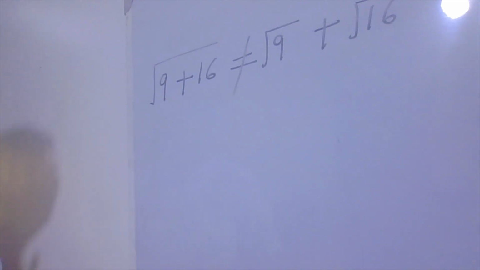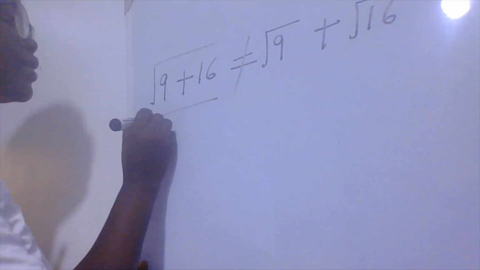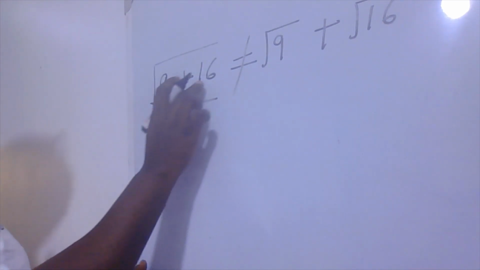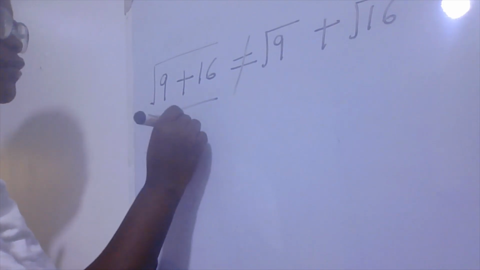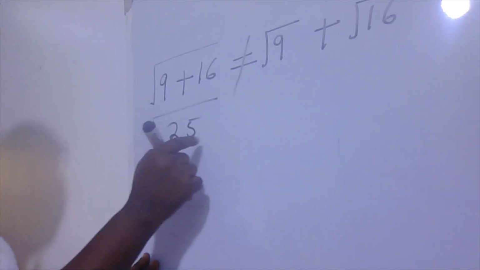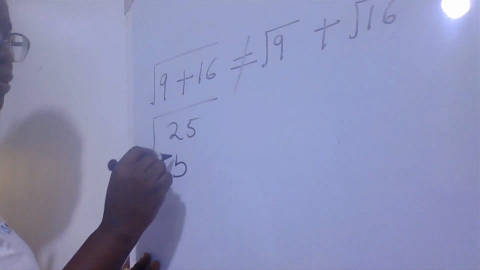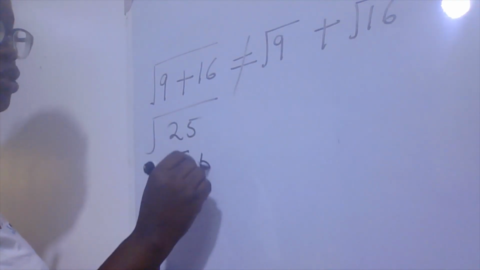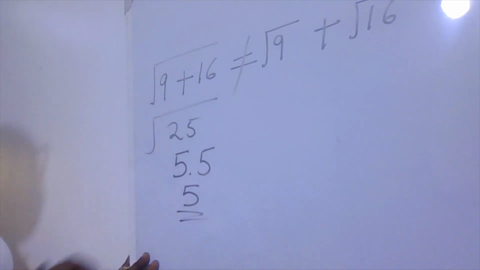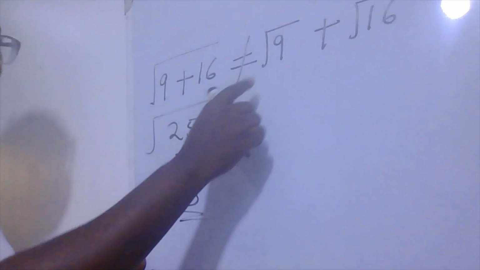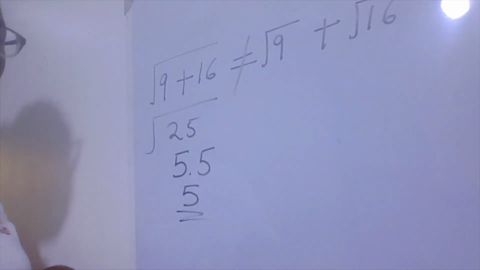Remember that the square root of 9 plus 16 means you have to add up this 9 plus 16 first. And what is 9 plus 16? That is 25. And what is the square root of 25? That is 5 in 2 places, right? 5 times 5, that's 25. So the square root of 25 is 5.